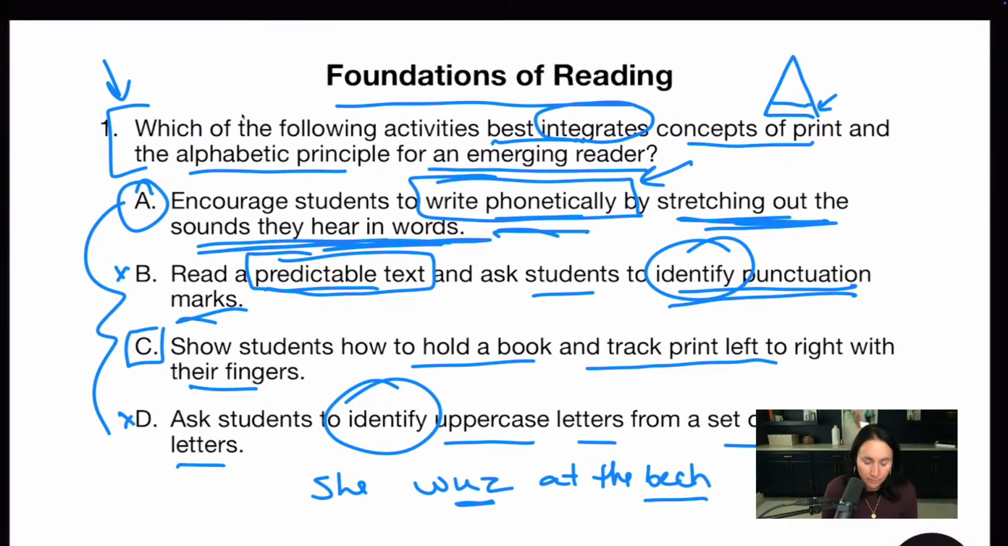So A is the best answer here because it includes the alphabetic principle. C only includes concepts of print. So notice it's kind of nuanced. This test is pretty tough because there are some nuances here that you have to know. But notice that by getting rid of some of these nonsense ones, identifying punctuation and identifying uppercase letters, I increased my chance to 50-50, right? And spelling phonetically and sounds and words, that all goes with the alphabetic principle as well. So if you've got a basic understanding and you've read the study guide, you probably could get number 1 correct. So I'm trying to show you in context how this all works.